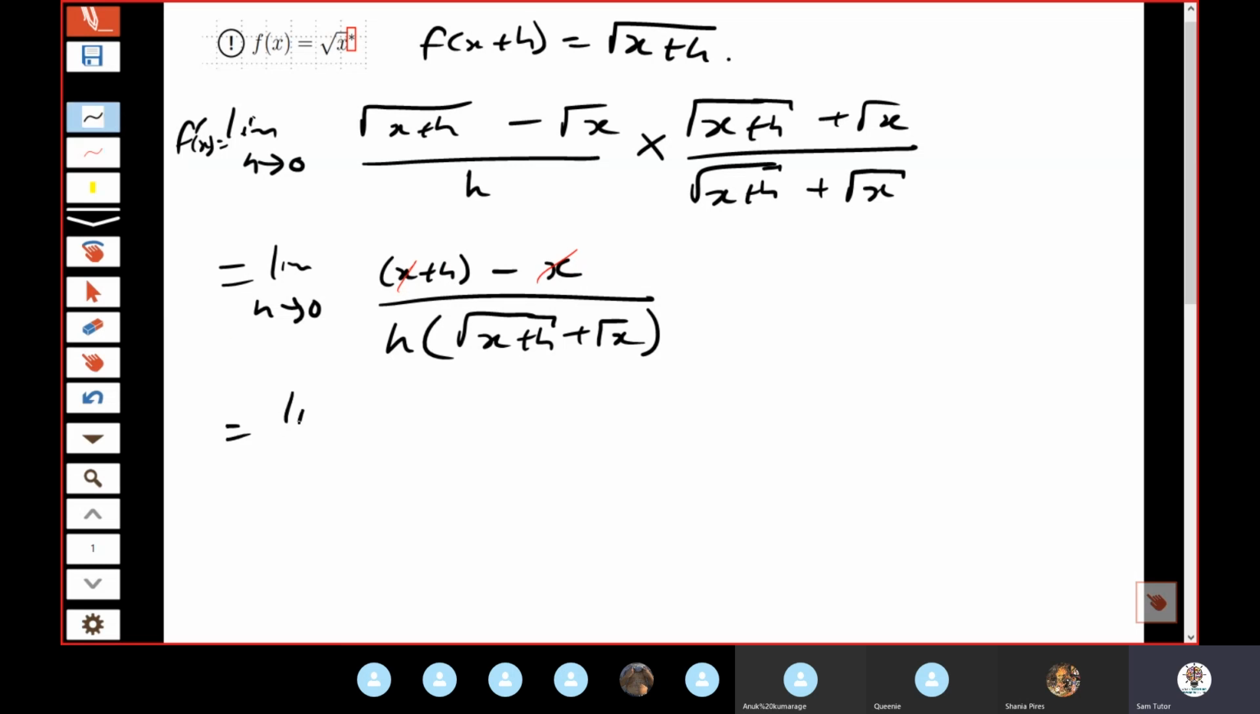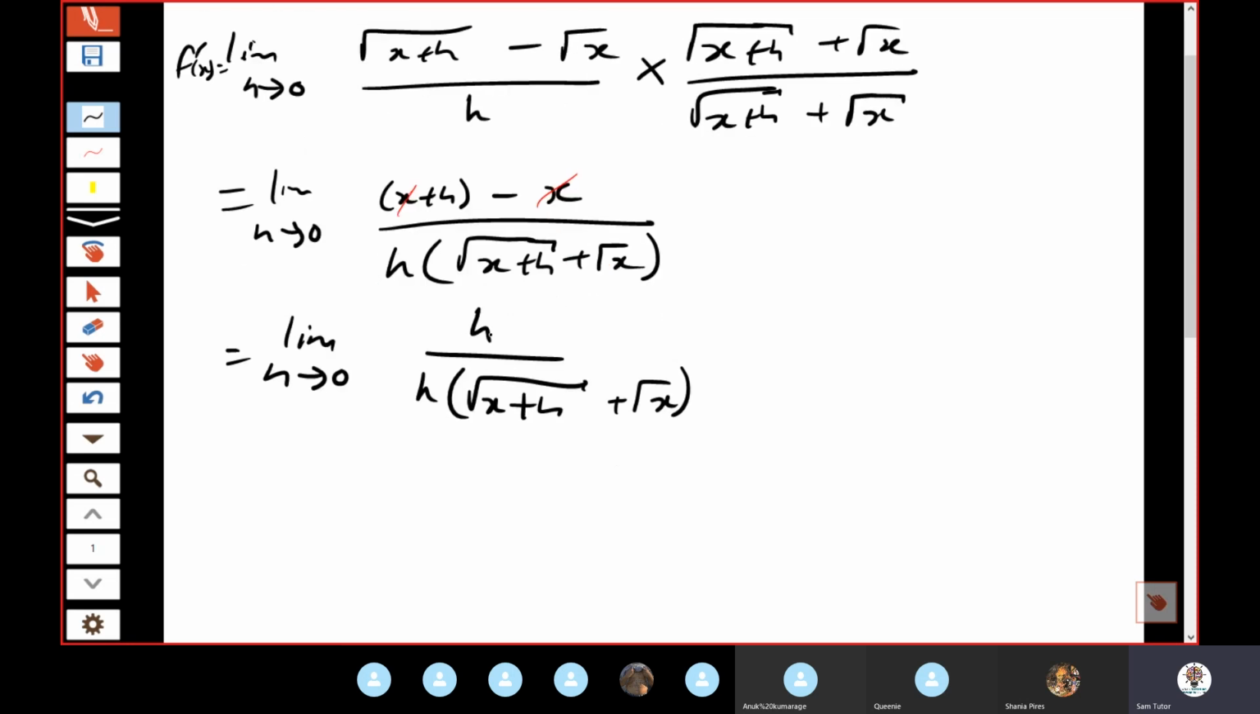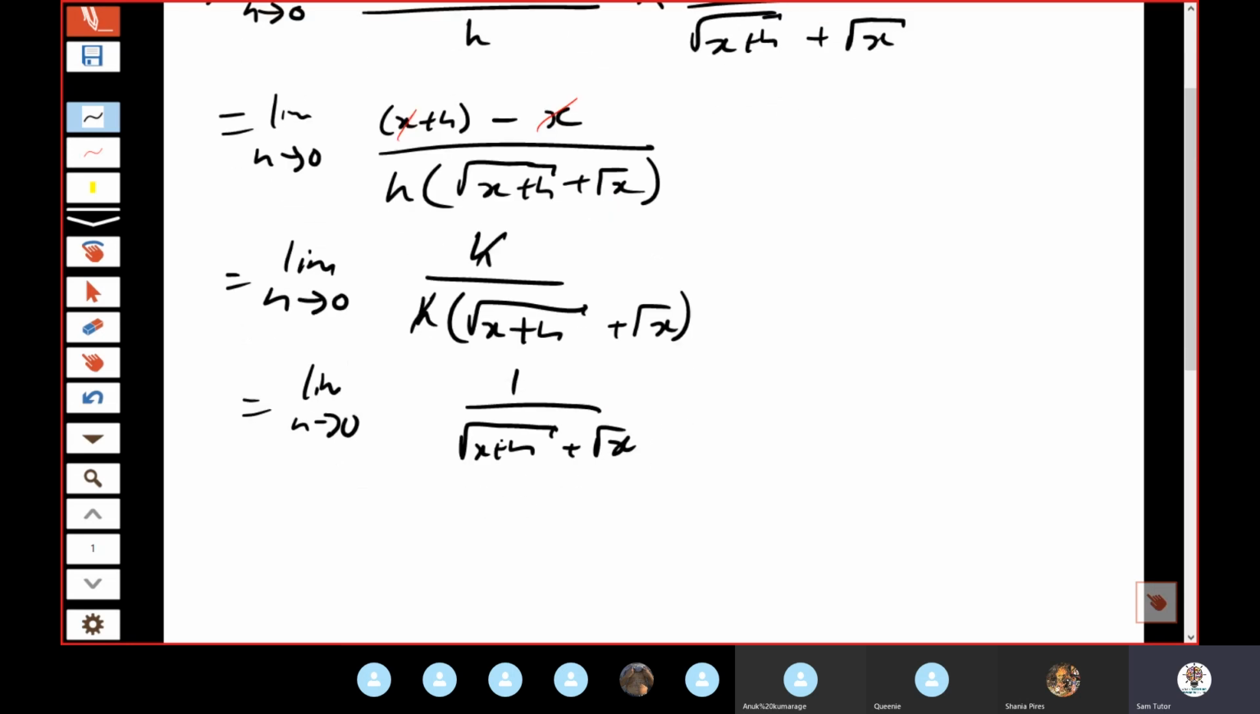So your next line, you've got this. And then you can cross out your H now. You're left with 1 on root X plus H plus root X. You know what H equals to? H is 0, sub it in. You're left with root X plus root X. So what's the final answer, Queenie? 1 on 2 root X. Let's see if you are correct.